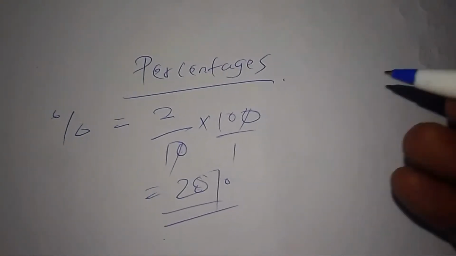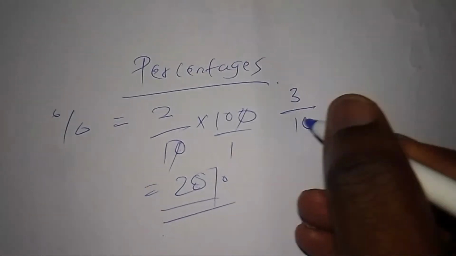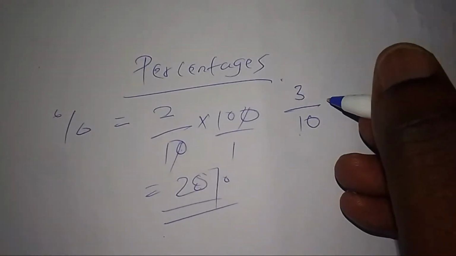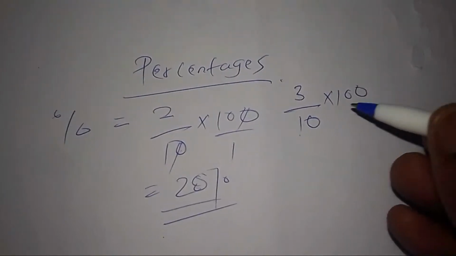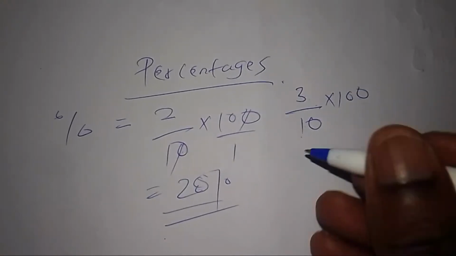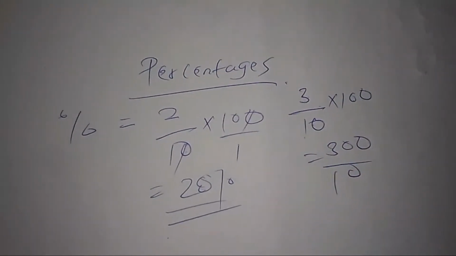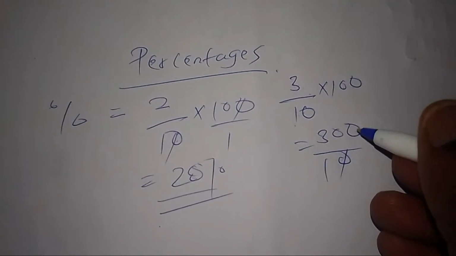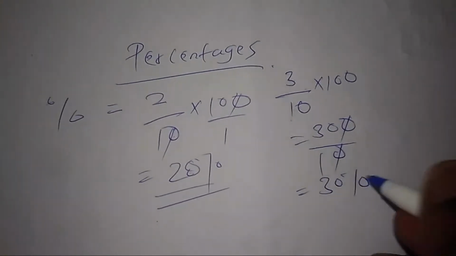We can have, for example, another one like 3 out of 10. Then you are asked to convert this fraction to a percentage. You just have to multiply it by 100. So 3 multiplied by 100, we shall have 300, then over 10, because this one is the denominator. So now the answer shall be 30%.